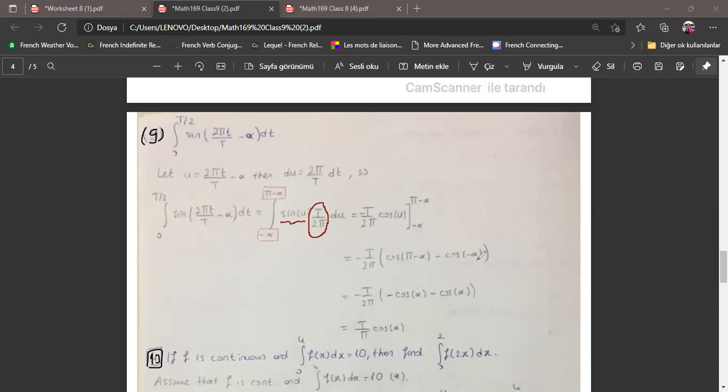Cosine is an even function, so cos of minus alpha is equal to cos alpha. And you know cos of pi minus something is equal to minus cos alpha. So what do we have there? This one is equal to minus 2 cos alpha. We can simplify these two, and we had a minus before, so we'll have T over pi cos alpha.